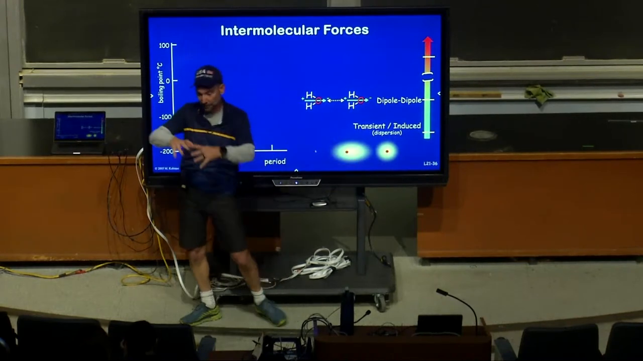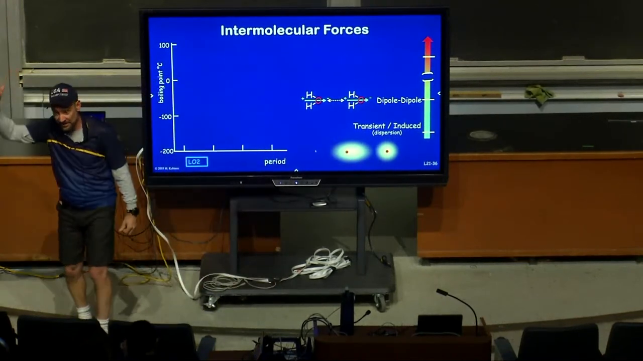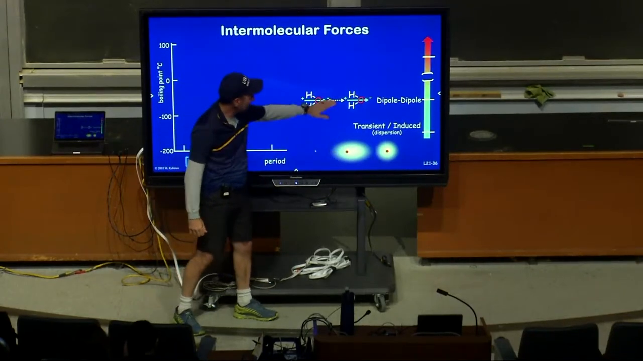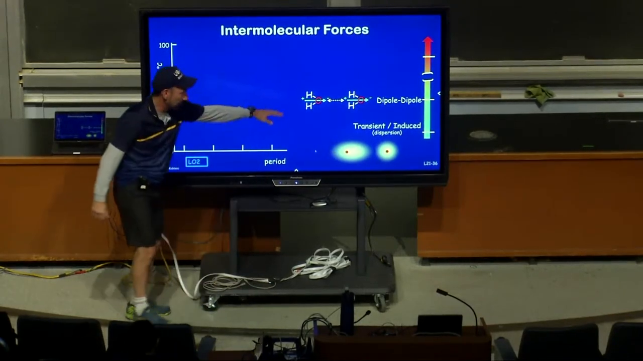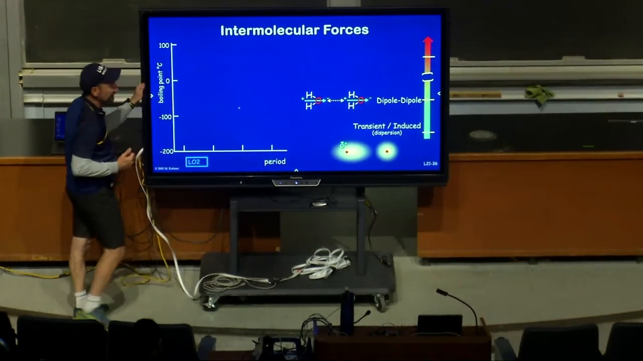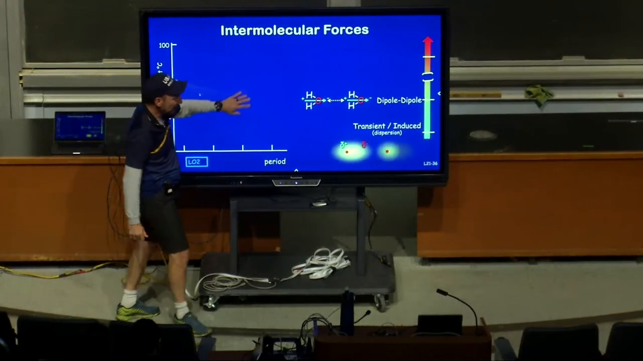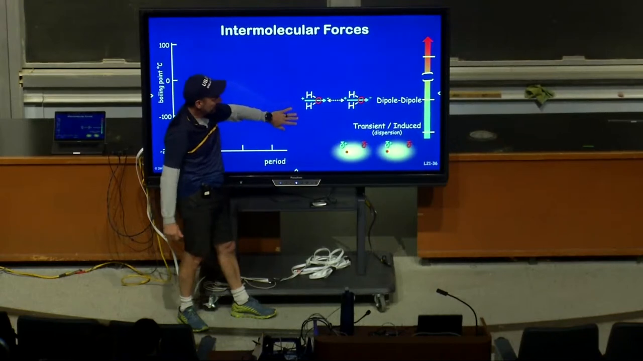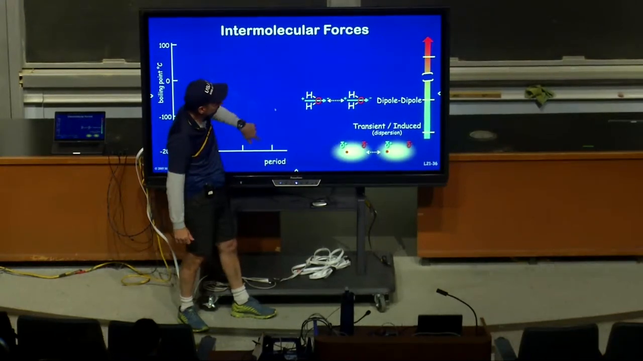And we know bigger molecules tend to have higher boiling points, and that's a general reason why that is the case. But the bigger you get, the more likely you're going to get all these other things as well. There's one more force that's even... so I've written this little transient dipole here to have them attracted to each other.